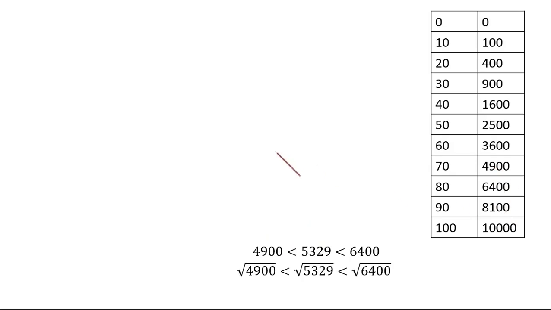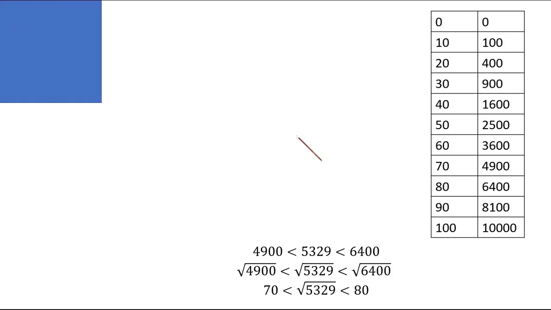So this is a table, 0 square is 0, 10 square is 100, all the way till 100 square is 10,000. So on looking at this table, we know that 5329 lies in between 4900 and 6400, these two perfect squares. So taking the square root on all sides, we have that the square root of 5329 lies between 70 and 80. So the first thing we come to know is it lies in the 70s. So the number could be 71 or 72, etc.